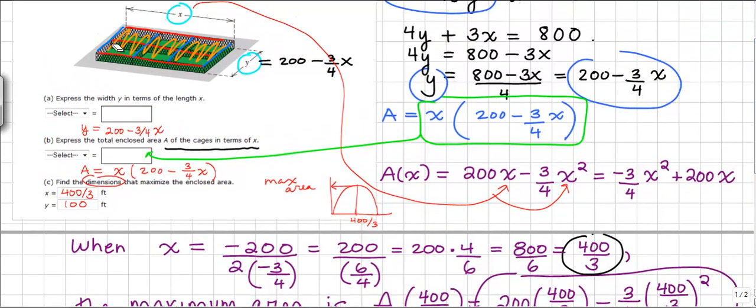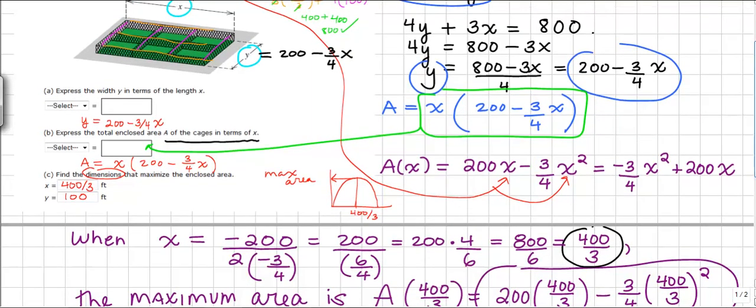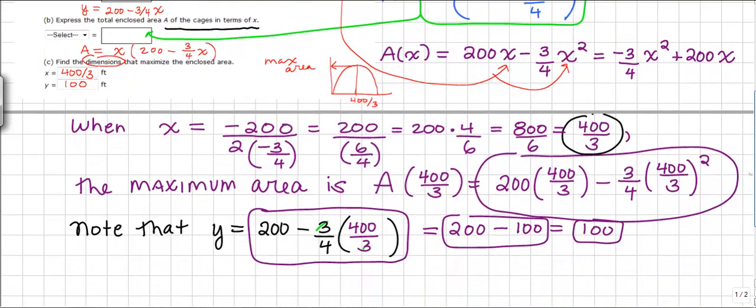Let's go back here and think about what happened. We said that we had 3 guys of length x, so that's 3 times 400 thirds, plus 4 guys of length y, so that's 4 times 100, and that had better total 800, and indeed it does. So always do some mental math here to check yourself. There you go.